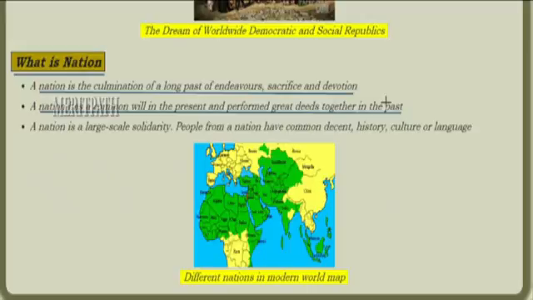What is a nation? A nation is the culmination of a long past of endeavors, sacrifice and devotion. A nation has a common will in the present and performed great deeds together in the past. A nation is a large-scale solidarity. People from a nation have common descent, history, culture or language. In this image, we see the different nations on the world map.